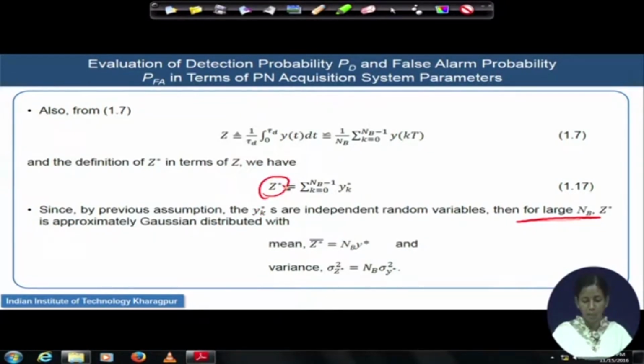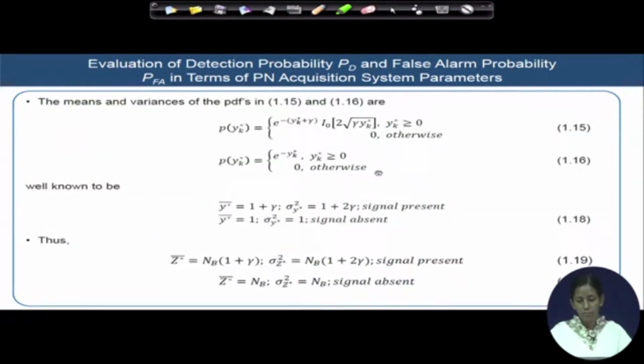I mentioned it earlier. If it is Gaussian distributed, the mean of Z star, given by Z star bar, will be simply NB times Y star bar, and the variance will be sigma Z square equal to NB into sigma square of this Y. So, it is basically NB multiplied with the mean of Y, and NB multiplied with the variance of Y. A lot of research papers are available which show that this mean and variance can be easily obtained, and prior to that, revisit the probability of Yk star in terms of the mean and variance.